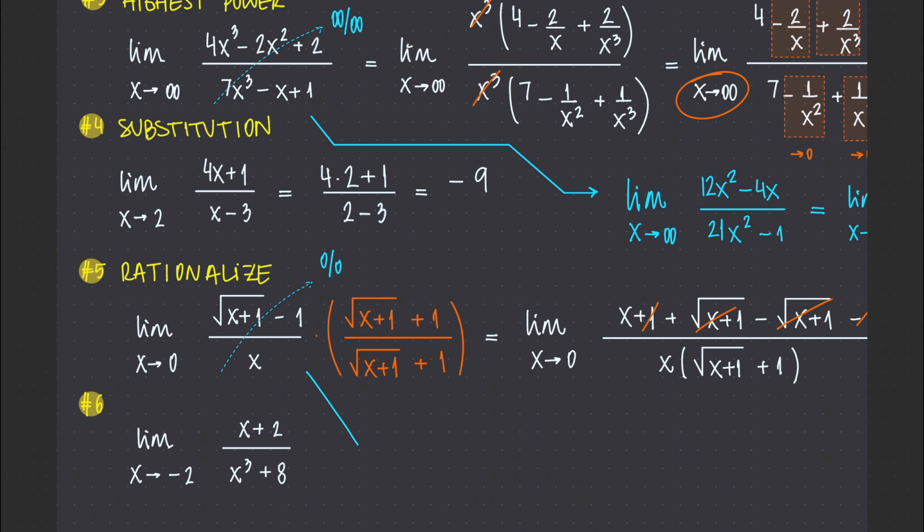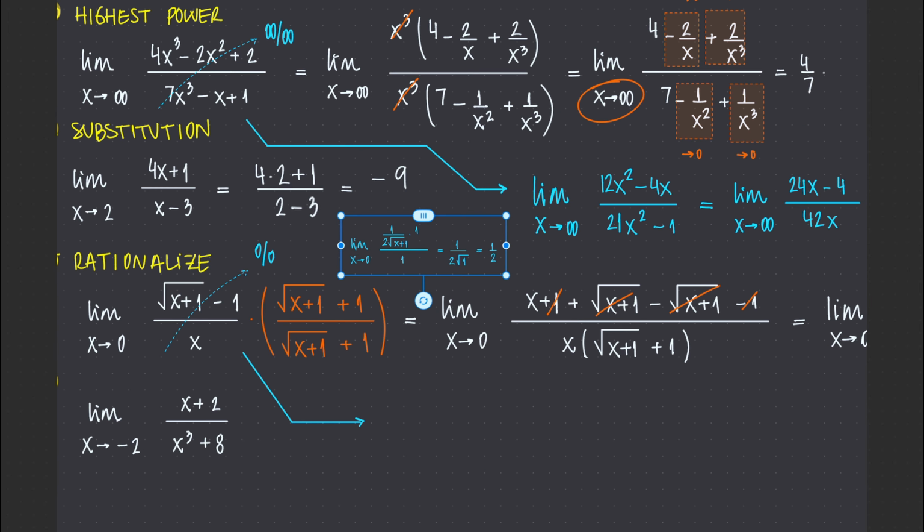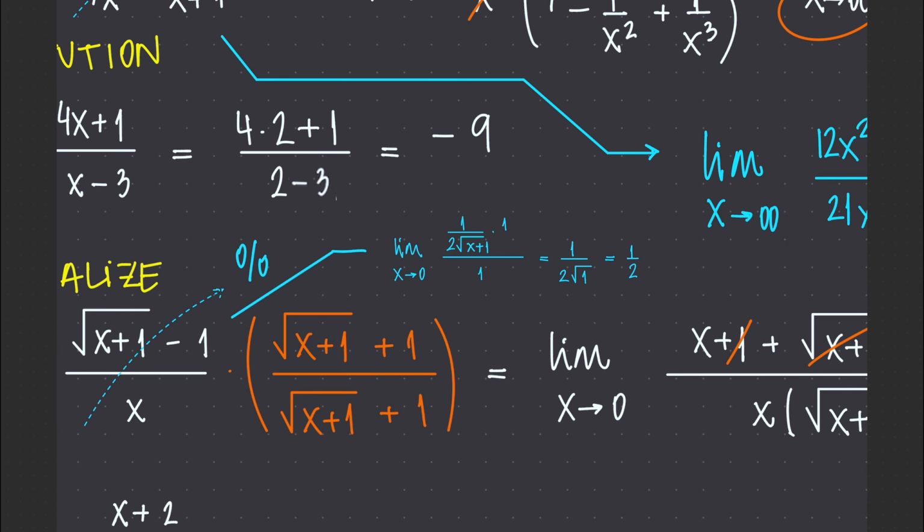Can we use L'Hopital over here? Yes, absolutely, we can. The derivative of root of x plus 1 minus 1 is 1 over 2 times the root of x plus 1 times the derivative of x plus 1, which is just 1, over the derivative of x, which is 1. And at this point, we can replace x by 0, which gives us 1 over 2 root of 1, which is, of course, 1 over 2. Let me squeeze this over here. And there we go. Now on to the last one, which is the least sexy one, the least important one.